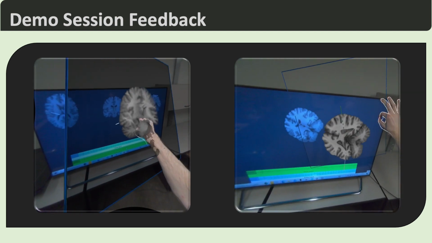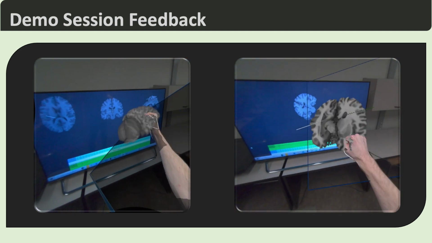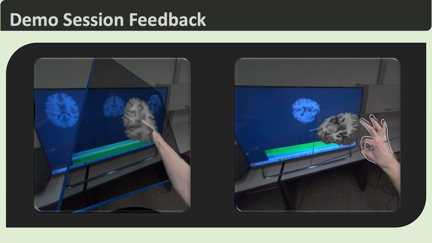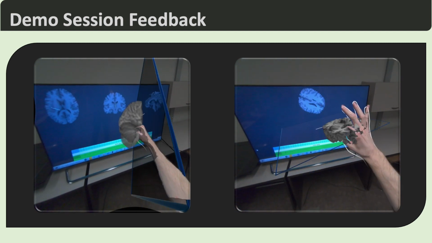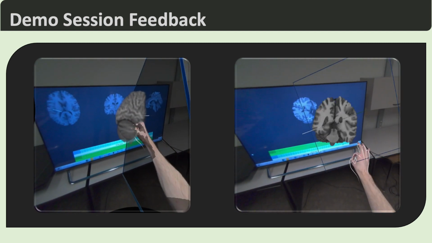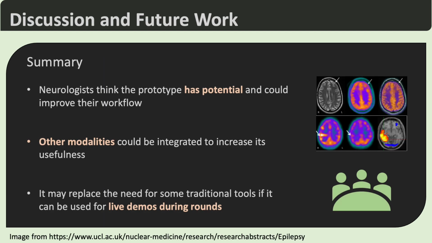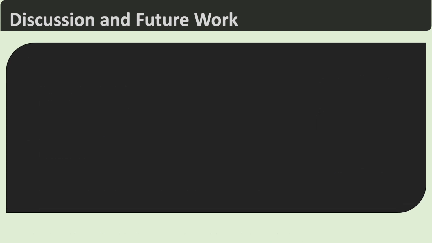The neurologists also thought it could be very useful to include other modalities in the system, such as integrating SPECT or PET scans, and also visualizing the SEEG data alongside the 3D model. They also thought an ideal use case would be to use the tool to do live rounds with their colleagues. In summary, the neurologists thought the cross-reality system had lots of potential to enhance their current clinical workflow. They suggested additional modalities that could be integrated to increase the usefulness, and they were very excited to see the possibility of such a system being used to convey their evaluations live during the rounds.